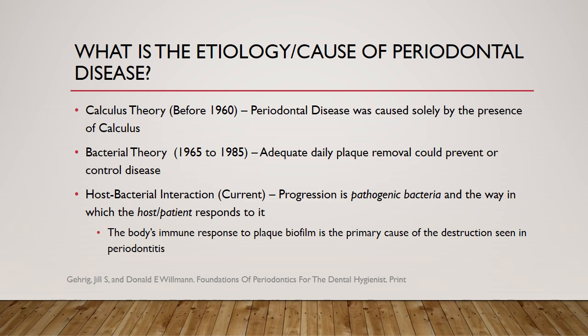So what causes periodontal disease? Well, theories have evolved throughout the years. Before 1960, clinicians believed that periodontal disease was caused solely by the presence of calculus deposits. Then, from 1965 to 1985, clinicians believed adequate daily plaque removal could prevent or control the disease. Now it is believed that pathogenic bacteria and the host or the patient's response to this bacteria is what's responsible or the primary cause of the destruction in gingival tissues seen in periodontitis. And it is also believed that by eliminating or minimizing risk factors associated with the patient can help lessen the likelihood of developing periodontal disease.